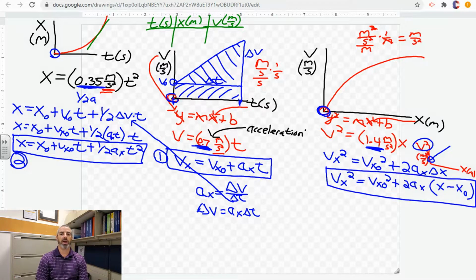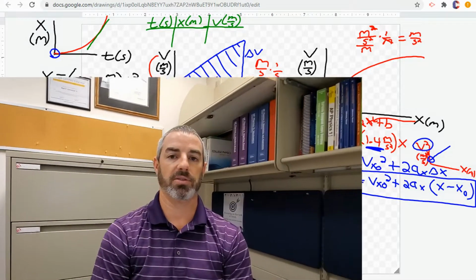All of this is derived simply by rolling a car down a ramp and collecting simple position and time data, finding slopes of tangent lines, and creating some graphs. So these are your kinematic equations and how they're derived.